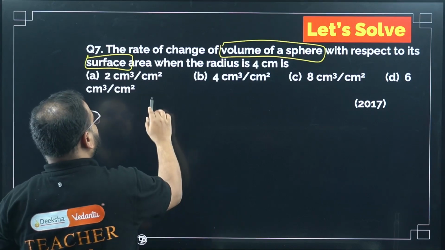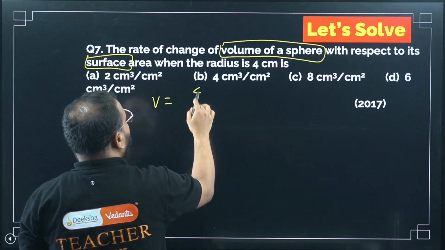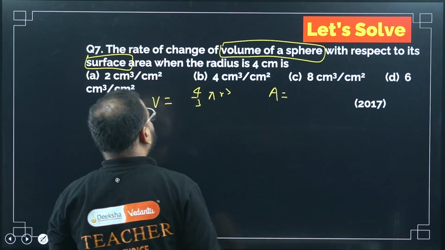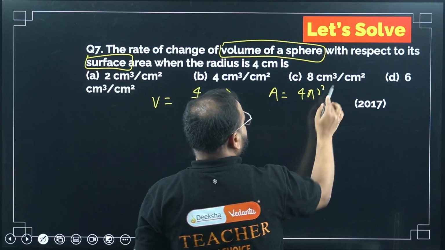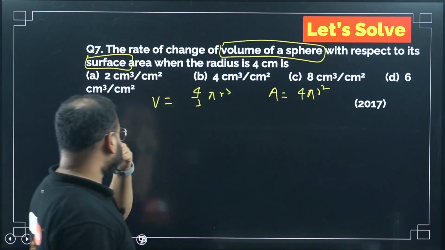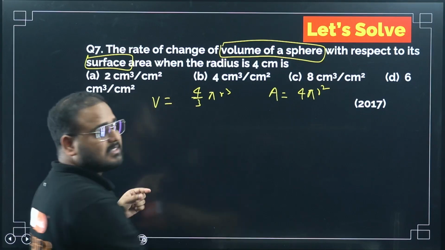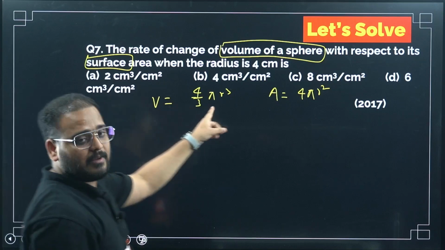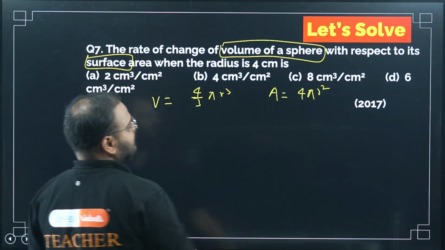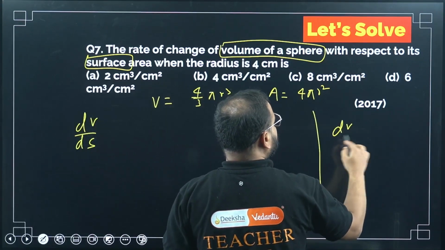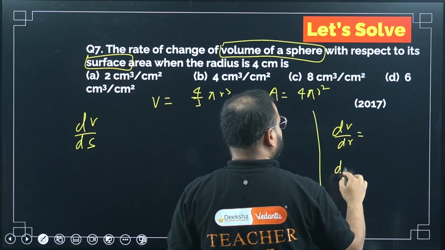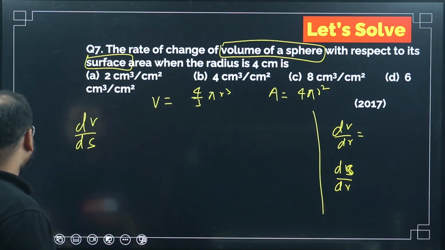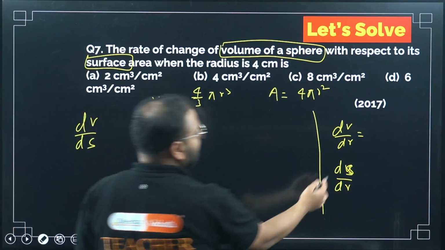Remember this: what is the volume of a sphere? 4 by 3 pi r cube. Surface area is going to be 4 pi r square. So I have two different expressions, two different functions. For these two functions, they are asking us to find dV by dS. But they are not in the same variable, right? So what I have to do is find dV by dr first, then find dS by dr, and take the ratio. Parametric form we have to apply. Let's check how this will work.